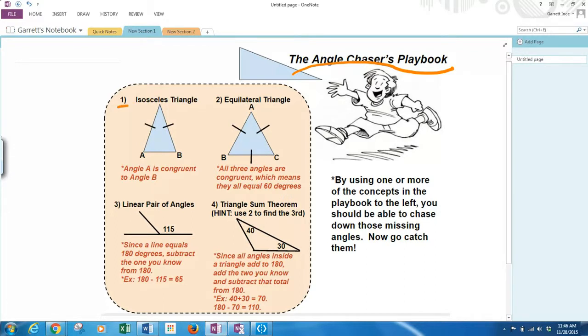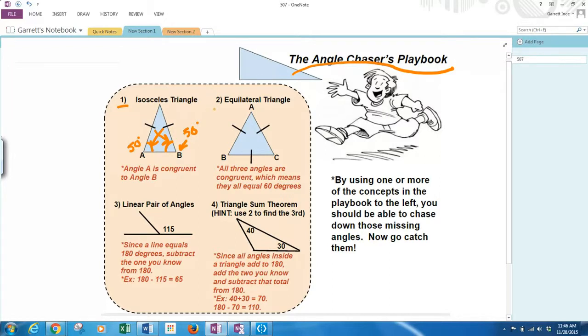First, let's talk about isosceles triangles. When you have an isosceles triangle, you know that there are 2 sides that are congruent to each other. The benefit of this in trying to chase down those angles is that we know that the 2 angles opposite those congruent sides are also congruent to each other. So in this example here, we know that angle A would be congruent to angle B. So if you're told that, say, angle A has a measure of 50 degrees, you're allowed to instantly conclude that angle B must also be 50 degrees.